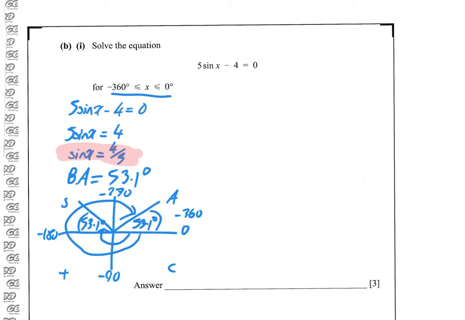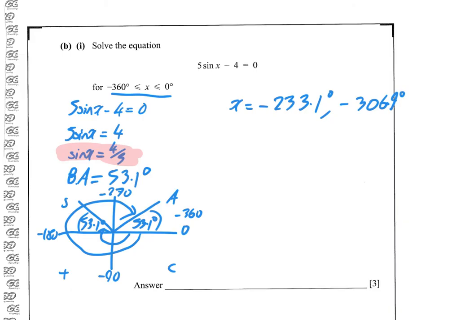So my two answers are going to be x is equal to minus 233.1 degrees and minus 306.9 degrees. Okay, and again, you can check one of those.